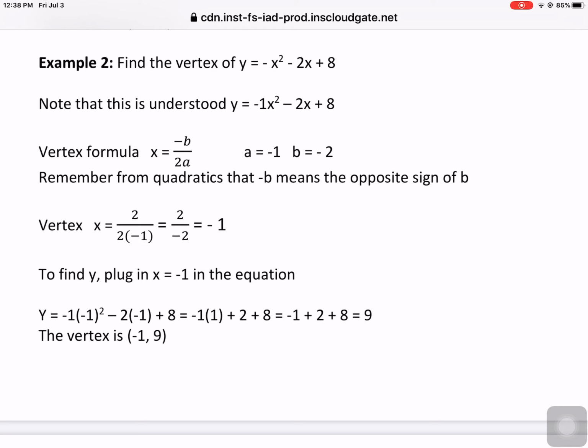Now we have negative 1 times 1 equals negative 1. Bring over the plus 2, bring over the plus 8, and we get 9. So the vertex is negative 1, 9. X equals negative 1, y equals 9.